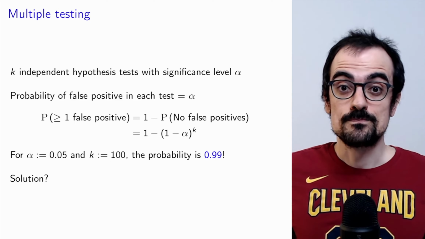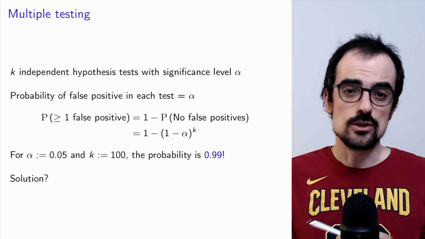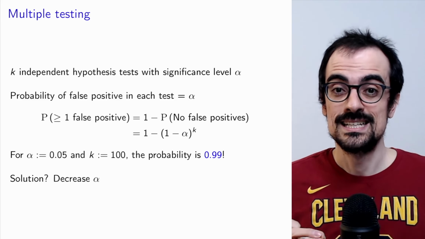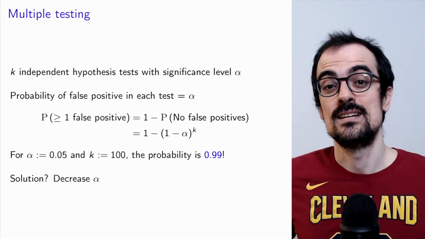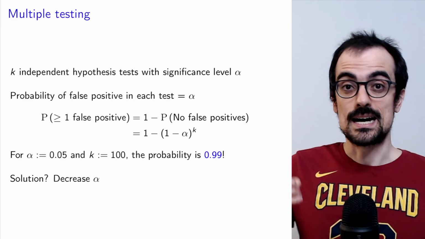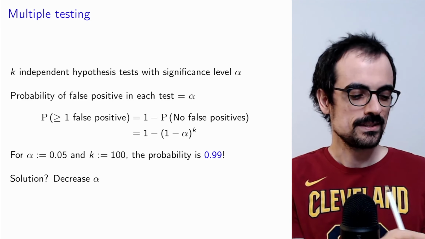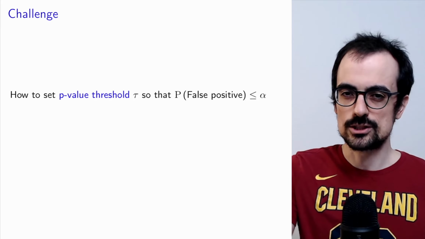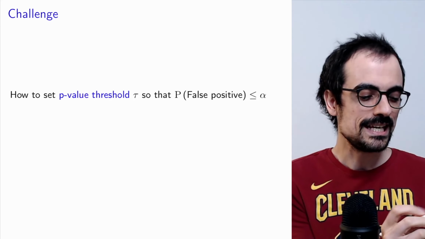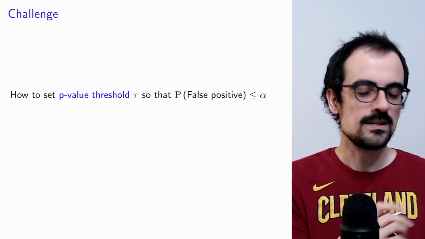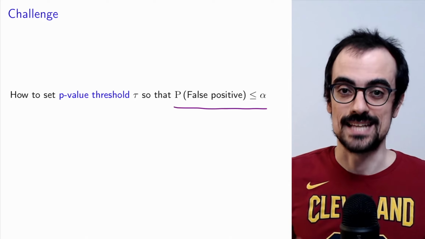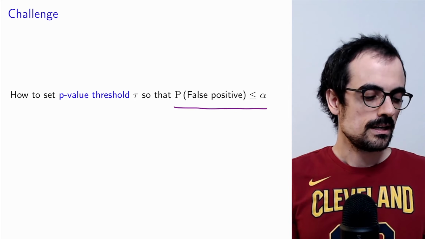So what can we do? Well, depending on the value of k, if we have a p-value that is extremely small, then that still might be evidence against the null hypothesis. So let's see. We want to find a p-value threshold that is stricter so that we keep the probability of a false positive below alpha when we are doing k tests at the same time. How can we do that?